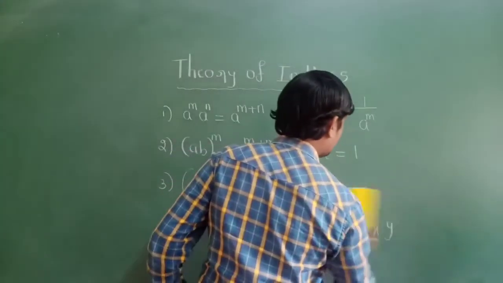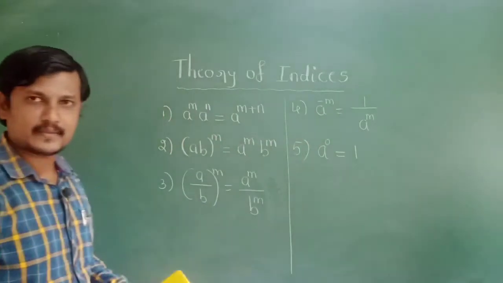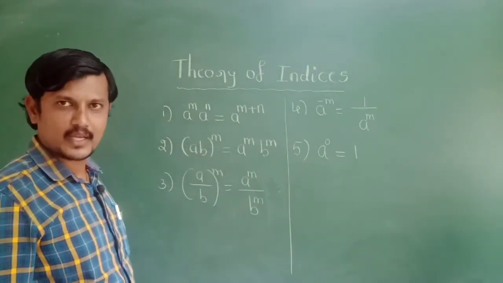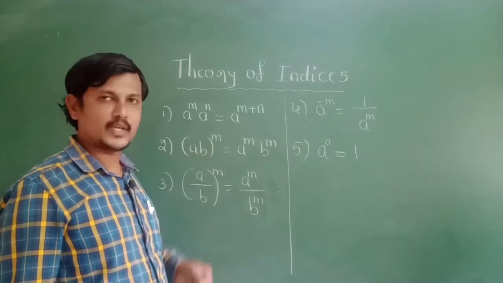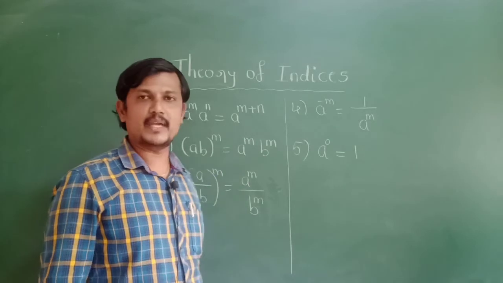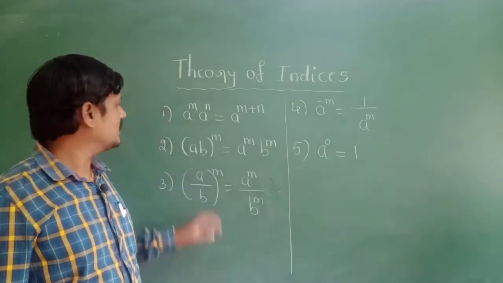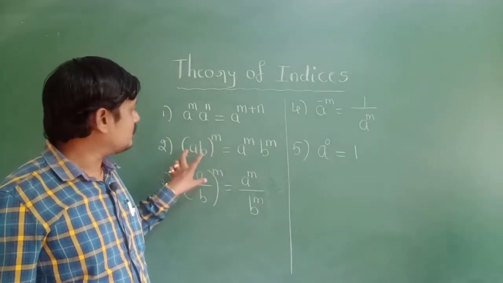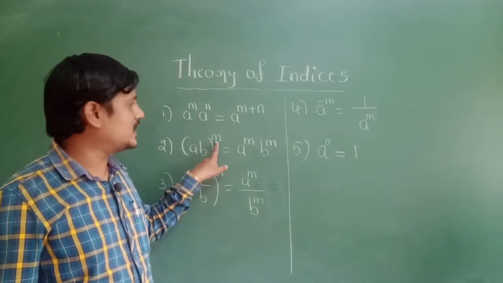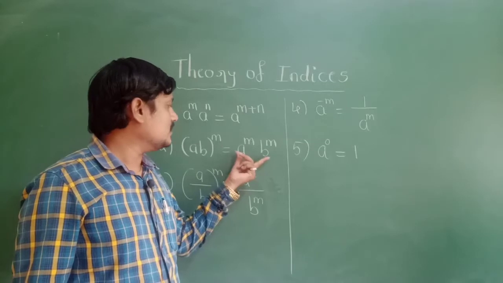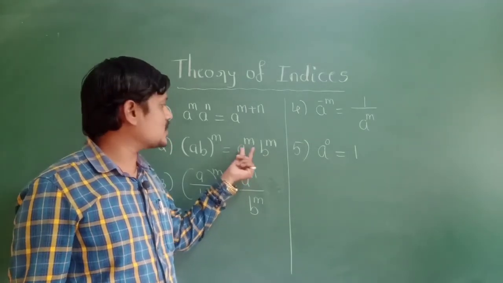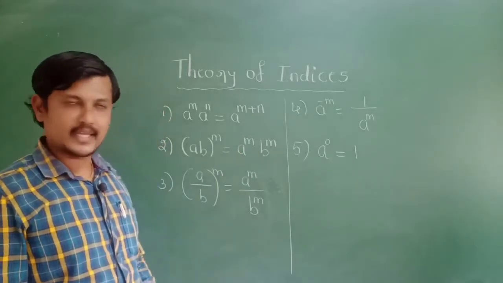Next, the second result: (ab) whole raised to m. What is the result here? a raised to m into b raised to m. This means that for these two terms the power is m only. Then we can separately write it as a raised to m into b raised to m.